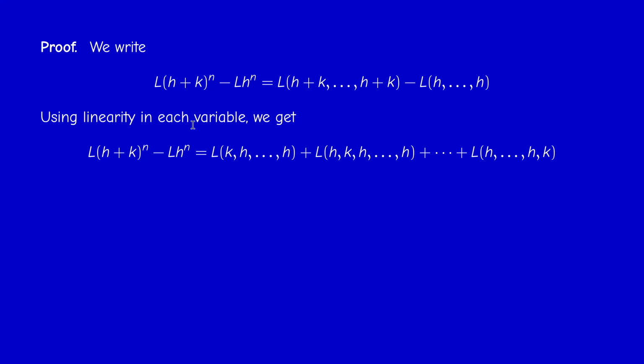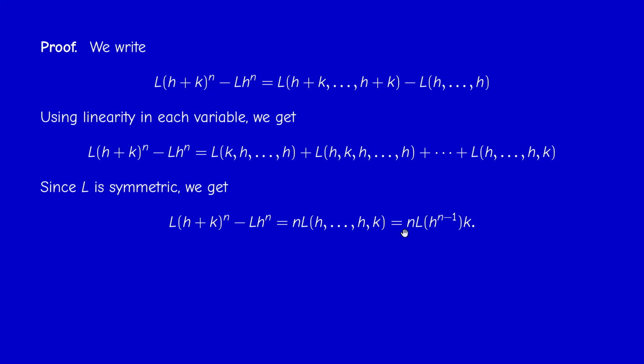But now symmetry tells me that all these terms are the same. So I can write them as n L of h^(n-1) k. When I subtract, I get 0. And 0, of course, is a small o of k. So this exactly proves that g is differentiable at h and its derivative is given by n L evaluated at h^(n-1). Okay, so this is okay.